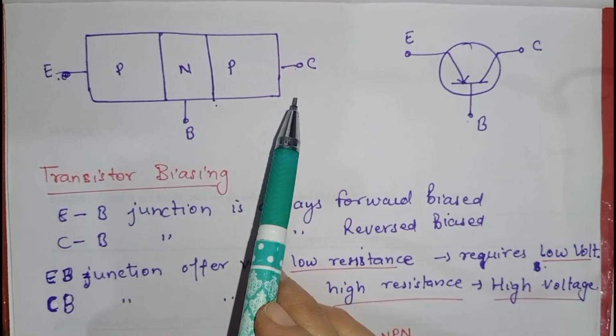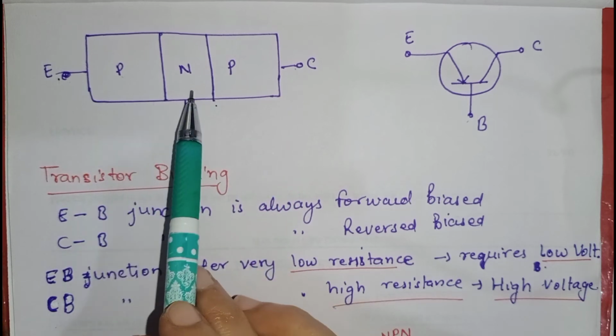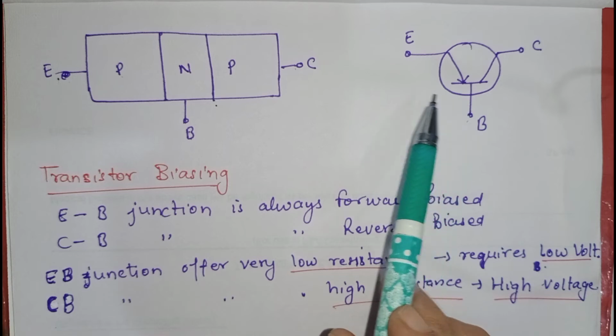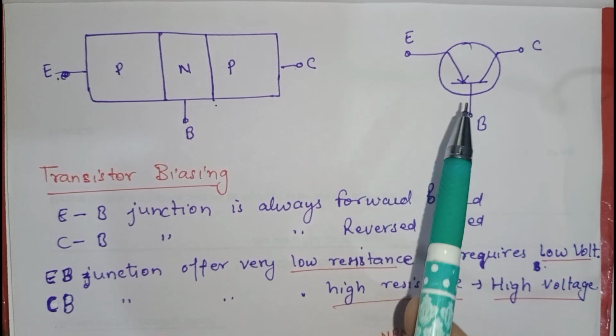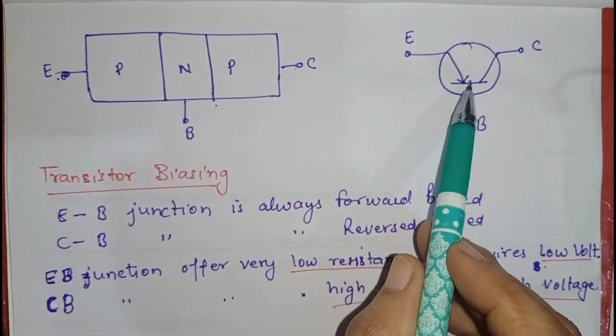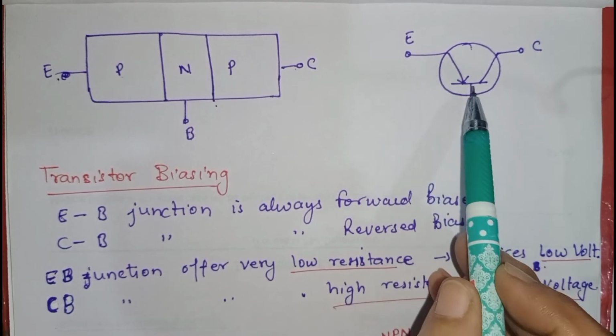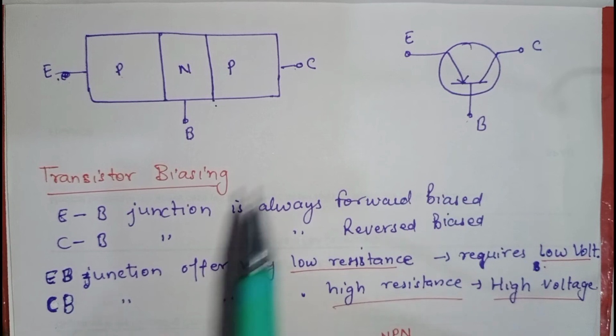This is PNP transistor. This region is emitter, this is base, and this is collector, and this is the symbol of PNP transistor. In case of PNP transistor symbol, the arrowhead is downward. It shows it is a PNP transistor. Emitter, base, and this is collector.